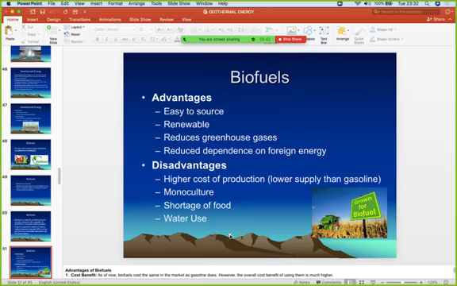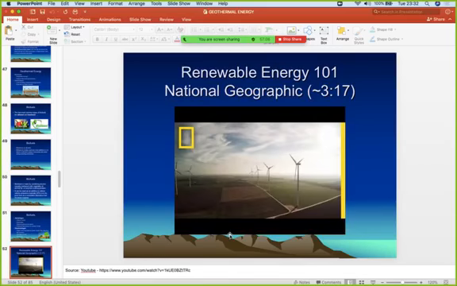So the disadvantages: higher cost of production and lower supply than gasoline. It's very low. The law of supply and demand applies scarcely to this kind of fuel, the biofuel. Also monoculture, shortage of food, and water use. So this is renewable energy. You can see this from National Geographic. I think there is a video here, but I will not try to click that one. It's not clickable.